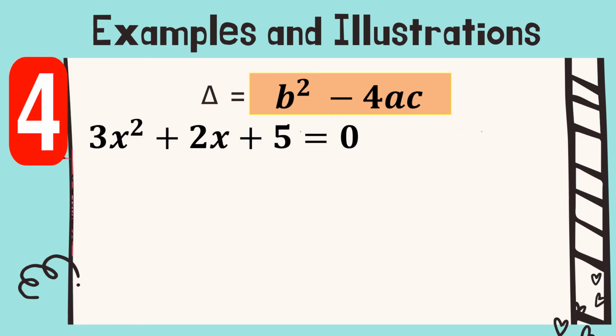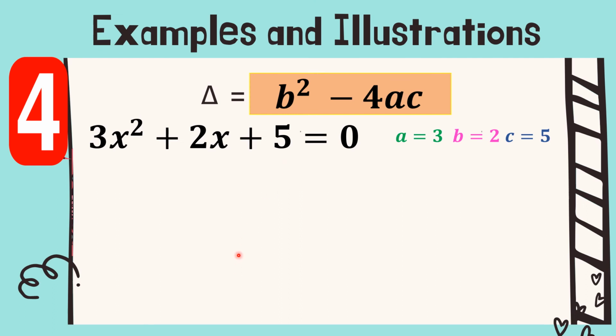For our last example, example 4, 3x squared plus 2x plus 5 equals 0. Identify the values of a, b, and c. So the value of a is 3, the value of b is 2, and the value of c is 5.